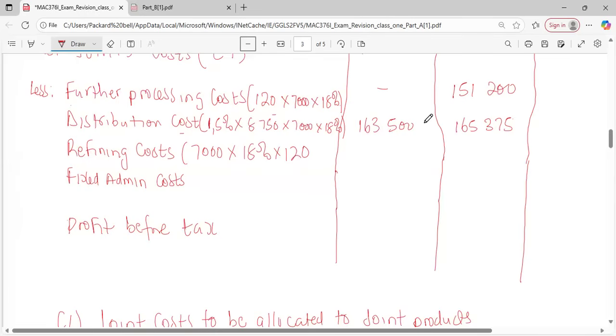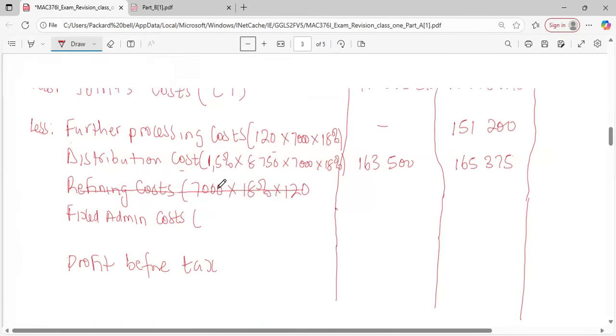So we further process S oil, which means this line is not there. We have already taken the refining cost into account. Yeah, thank you. That's why I was like, so what are we left with? The fixed admin cost only.